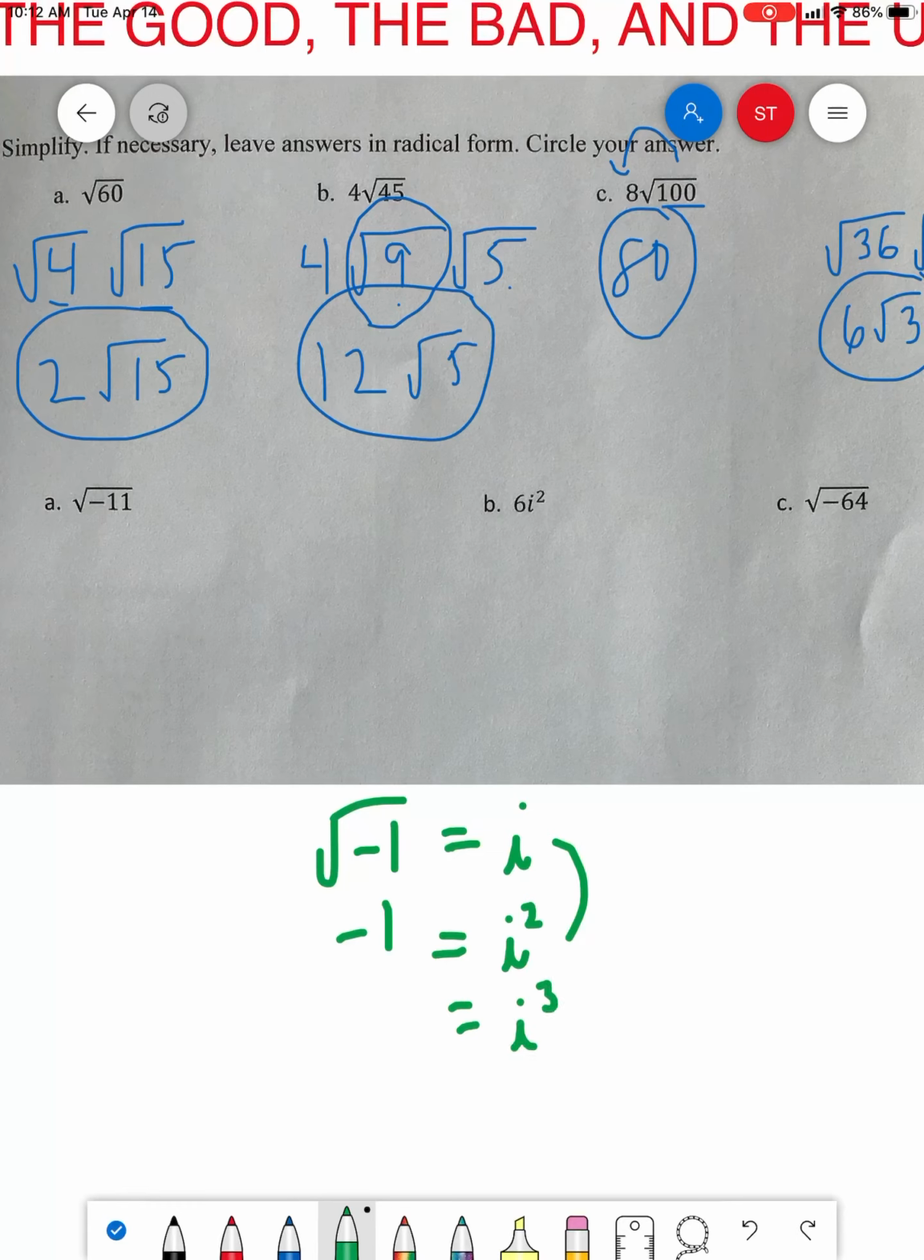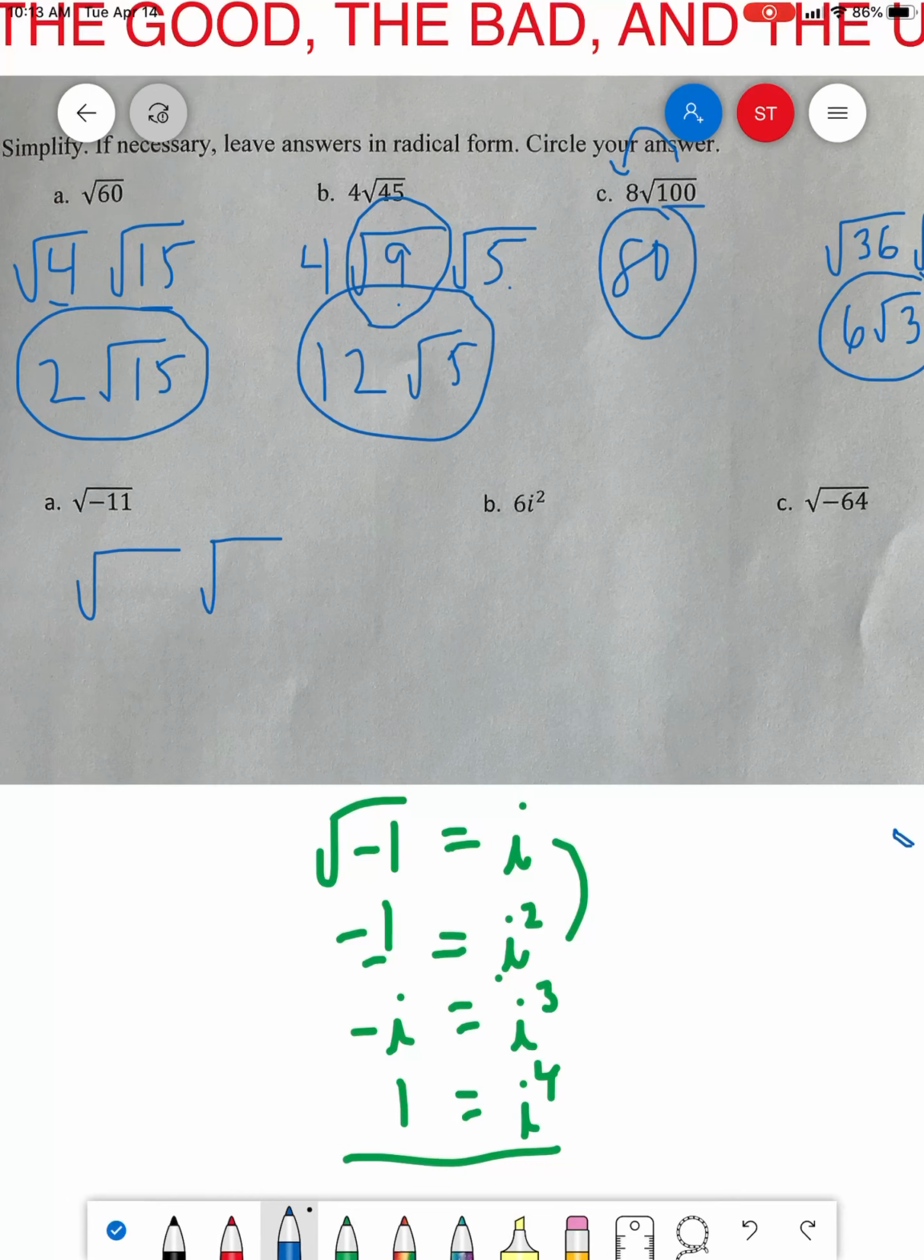By that logic, i cubed is i times i squared, so instead of saying i times i squared, we could say i times -1, because -1 and i squared are equal to each other, so i cubed equals -i. And then i to the 4th is i squared times i squared. -1 times -1 is 1. And then the pattern repeats itself, but that's for another lesson. All we need to know is right here. Let's do the good, the bad, and the ugly.